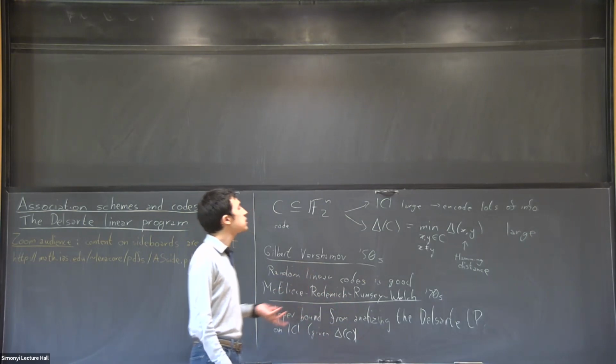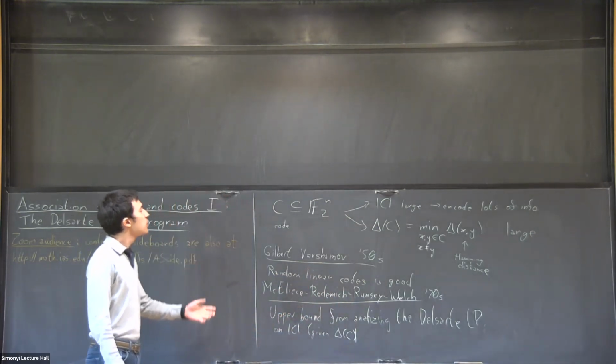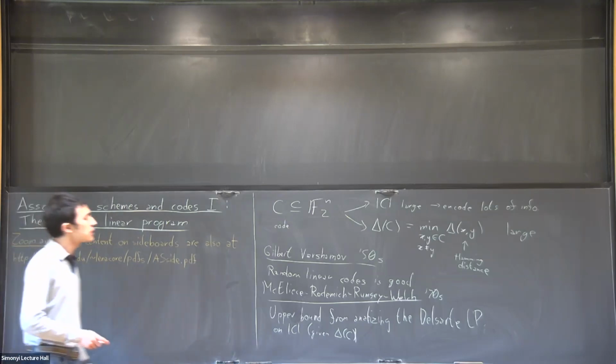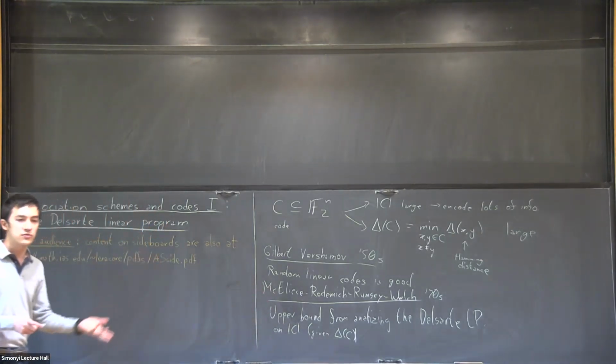There is a structure on the space. Instead of just seeing it as a hypercube, we're going to see it as what are called association schemes. And every time you have an association scheme, you have an associated Delsarte linear program that gives you upper bounds over codes of this scheme.